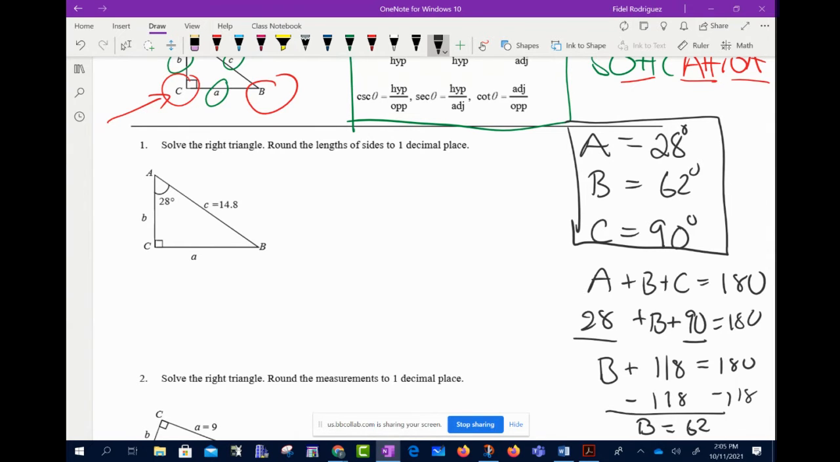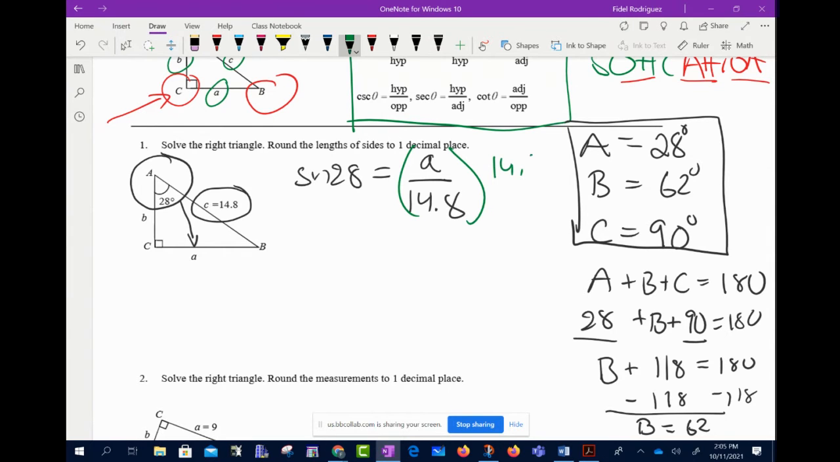All right, so let me ask you a question. If we wanted to use angle A, and we wanted to have a relationship between this little side a and the hypotenuse, what could we use? Sine, right? So we would say the sine of A, which is the sine of 28 degrees, is equal to little a over 14.8. So now we want to find little a. Aren't we just going to multiply both sides by 14.8, so that those will cancel? So we'll have 14.8 sine of 28 equals little a.